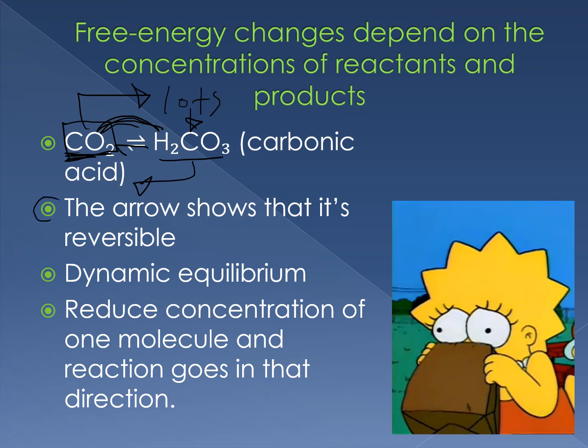Okay, real quickly, the arrow shows that it's reversible. This is called dynamic equilibrium. They flip-flop back and forth, kind of like you sleeping, or at least me sleeping, I'll tell you that. CO2 and carbonic acid, dynamic equilibrium. Reduce the concentration of one molecule and the reaction goes in that direction. So if you made more CO2, then it'll go to the right, forming more carbonic acid.